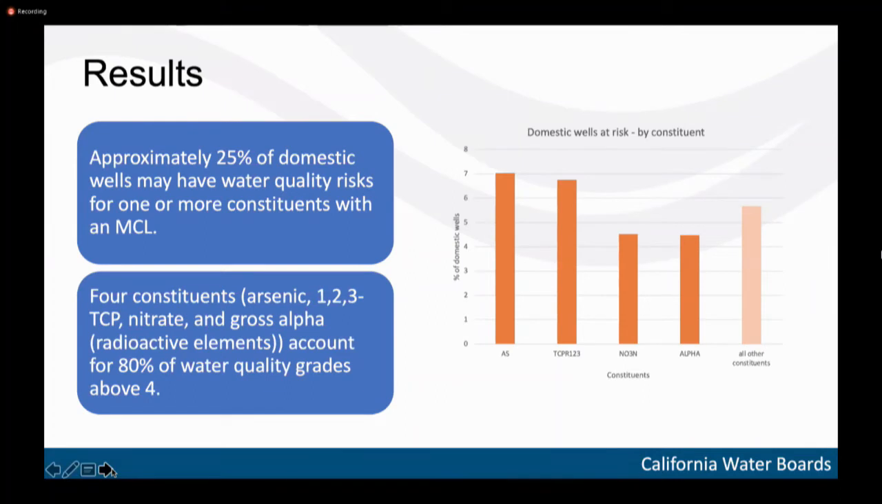As far as the results from this needs assessment, our study indicates that about 1/4 of domestic wells may have water quality risks from 1 or more of these constituents with an MCL that we analyzed. Additionally, 80% of all water quality grades above 4, which again is what we defined as at risk here, could be explained by 4 constituents, which was arsenic, trichloropropane, nitrate, and radioactive elements. Some of the other constituents only accounted for a very small percentage of domestic well risk, and so I've grouped them all in the bar on the right.